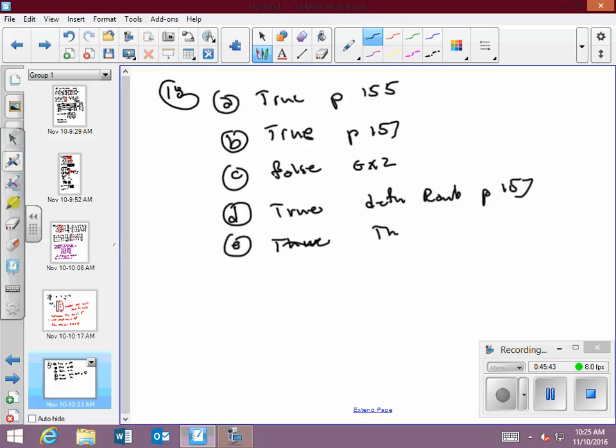Theorem 15, page 158, tells you right there. It's just that theorem. Okay.